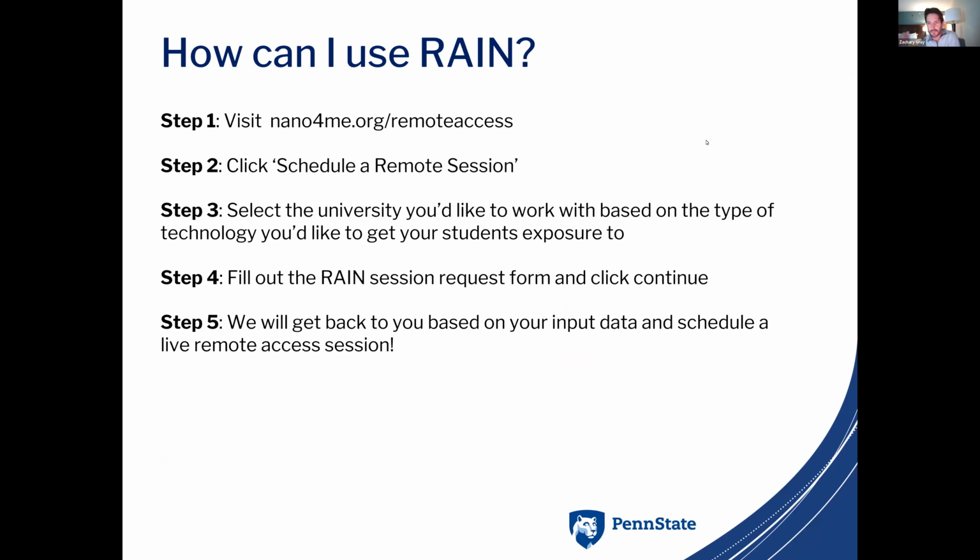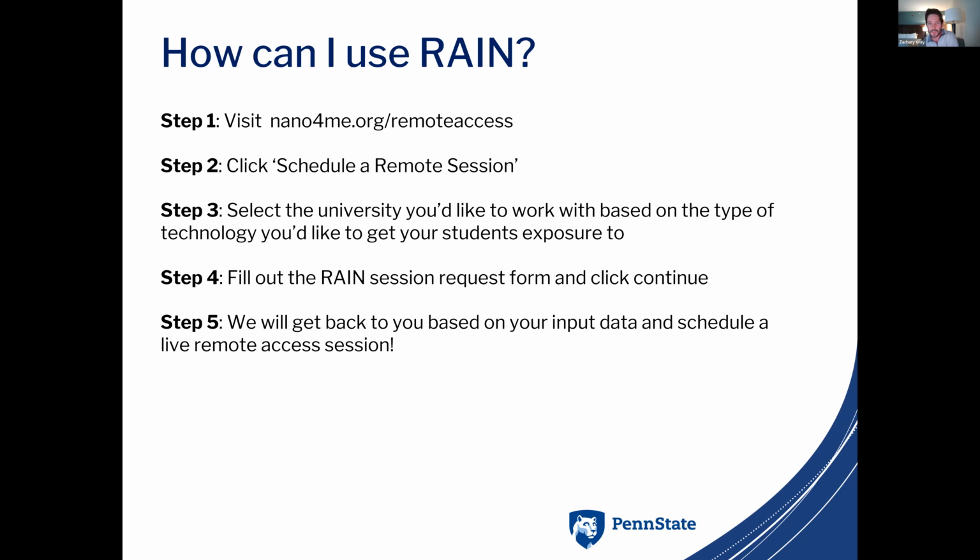So if you want to use RAIN, it's very easy to do. This website right here, you would visit this Nano for Me website. And then there's a button you would click, schedule remote session. And then it's a real simple form, basically where you're from, what kind of sample you want to look at, and what type of tool you want to look at it with.